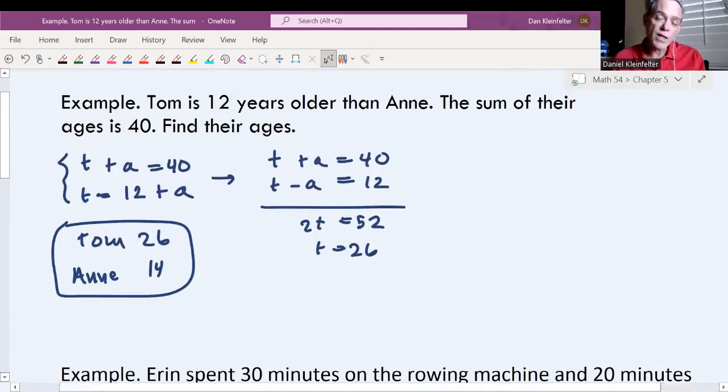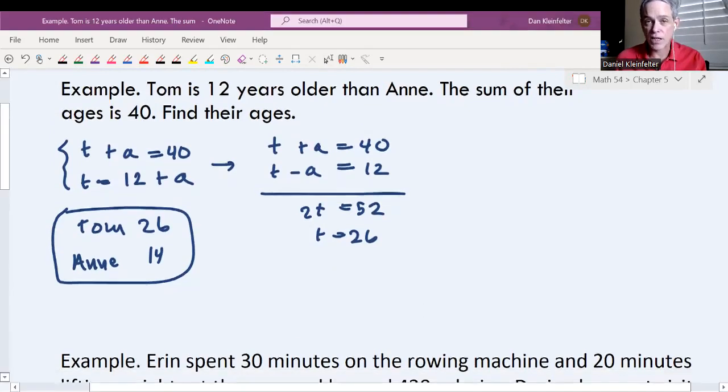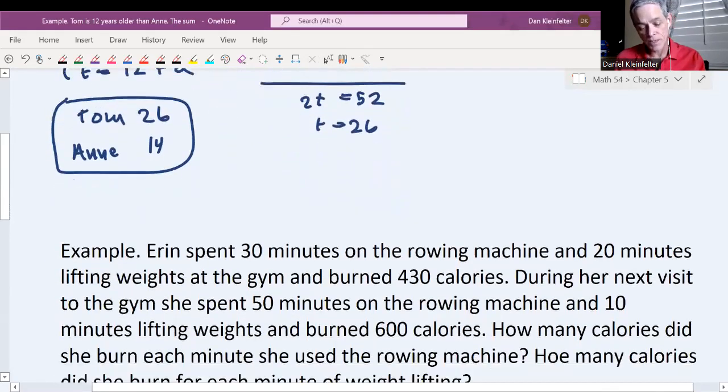Here, if you had chosen to do that using substitution, that totally would have fit with the previous examples we had done. And in fact, it was good for substitution. I just felt like doing an elimination problem.